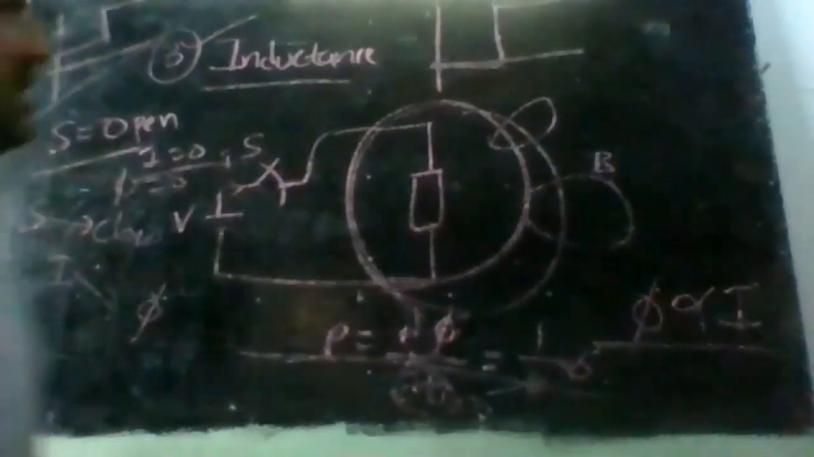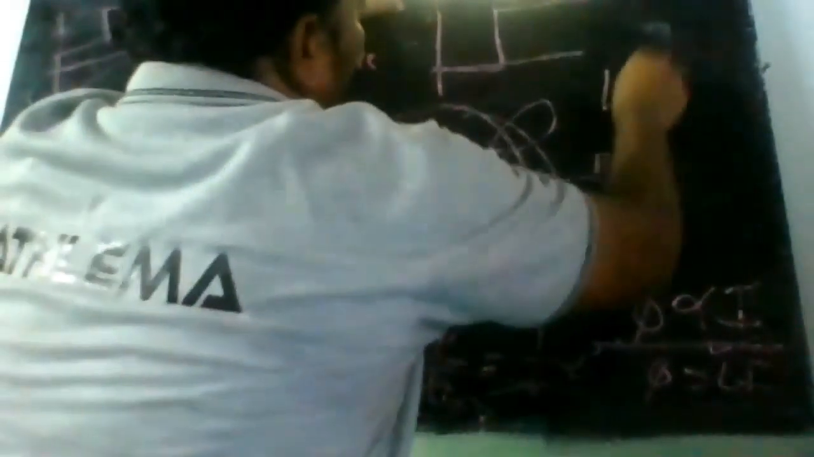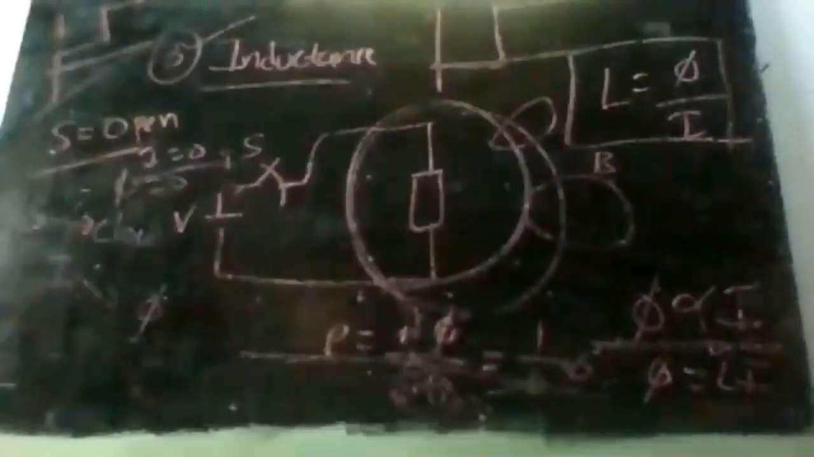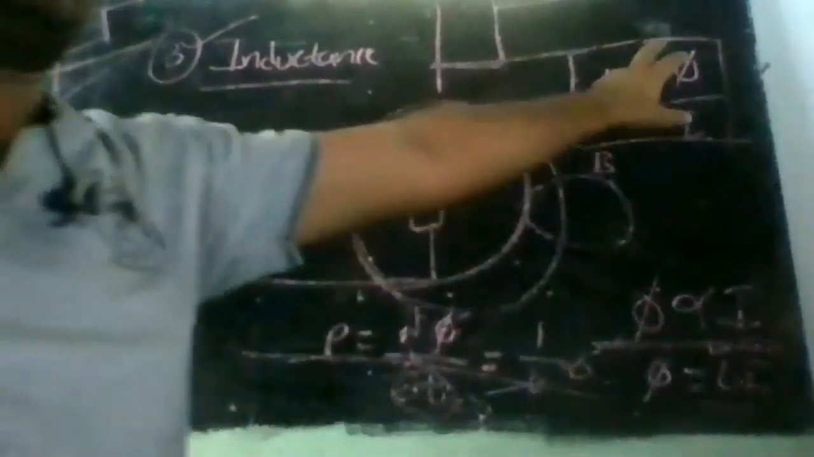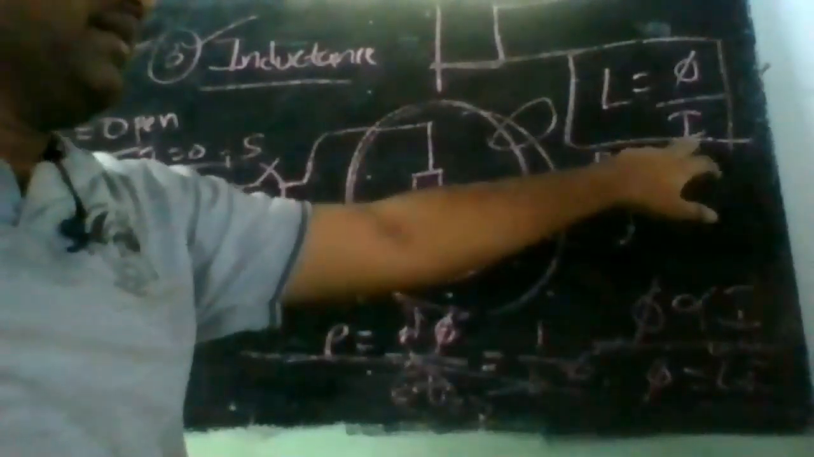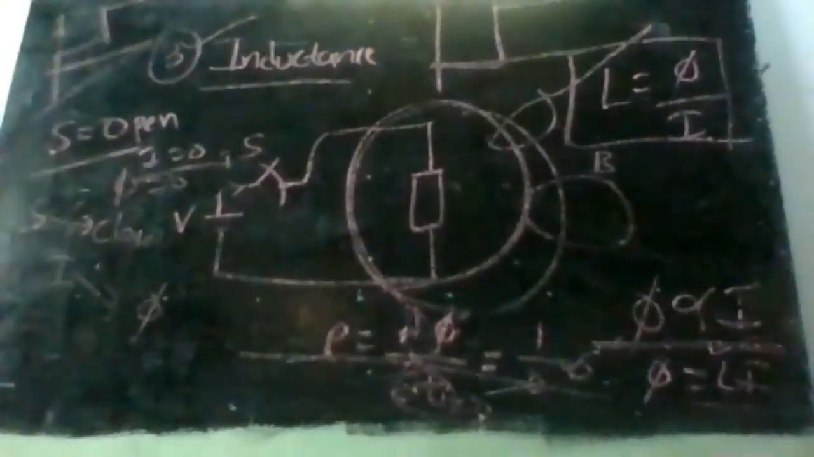In general, because we say phi is proportional to I, to remove the proportionality we have to write some constant. That constant we represent as inductance. So in electromagnetics we write L is equal to phi by I, where phi is the flux produced by the current I. So inductance is given by this formula, L is equal to phi by I.